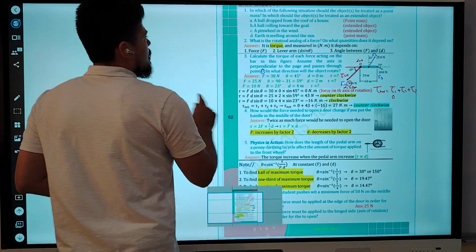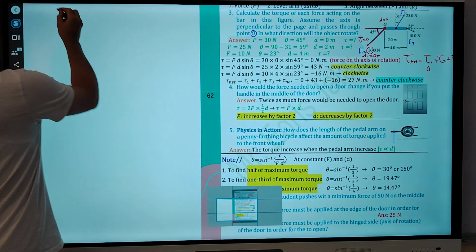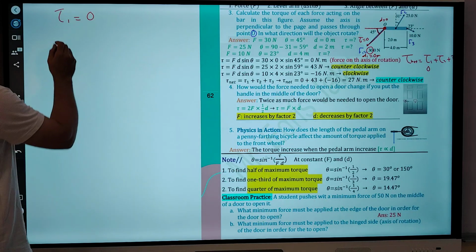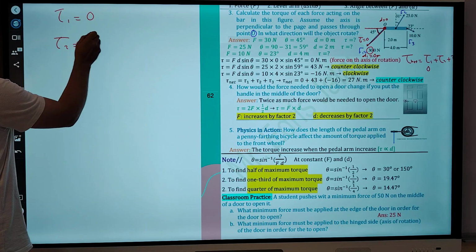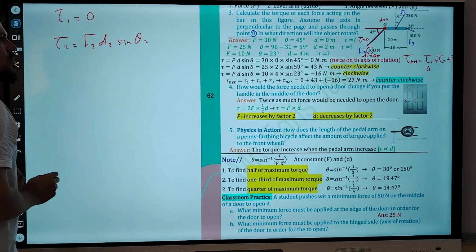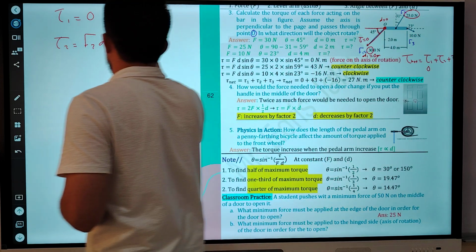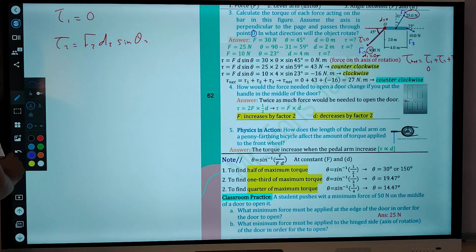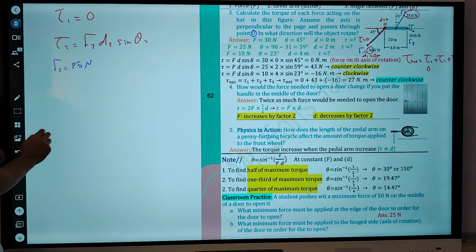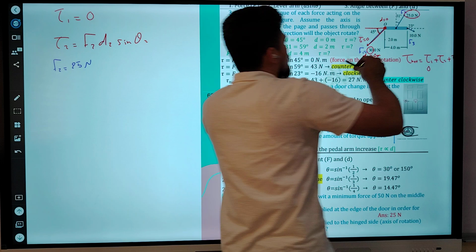Look. Torque number 2. How can we determine torque number 2? Torque number 1 is equal to 0 when the force is equal to 30 Newton. Torque number 2 is equal to what? F2 D2 sine theta 2. Do we have F2? Yes. It was given, 25 Newton. F2 is 25 Newton. Does F2 provide clockwise rotation or counterclockwise rotation?